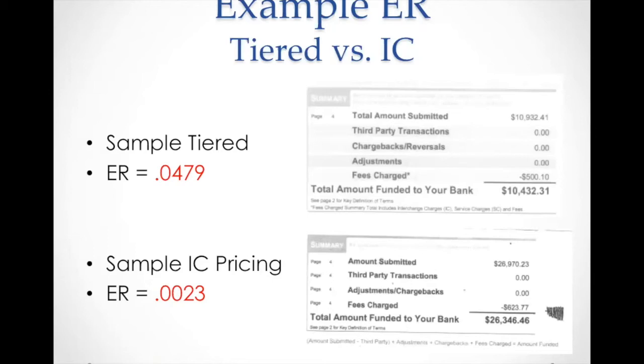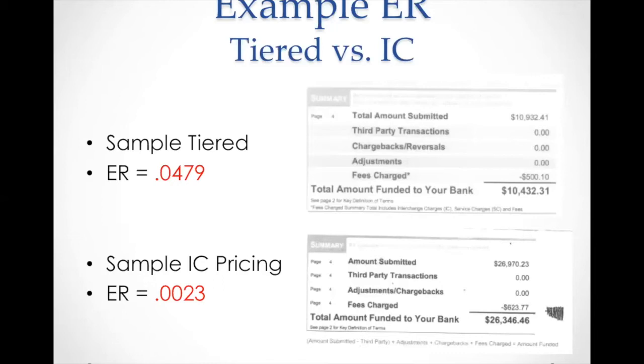Same type of business, different volume amounts, significantly different effective rate. Now, obviously, there's more to that statement, but the bottom line is that interchange pricing is a much more fair deal. It's much more transparent to the business owner. And at the end of the month, when you add the batches, the miscellaneous fees, the discount rates, when you add everything together, they're going to be farther ahead, typically, on interchange pricing.